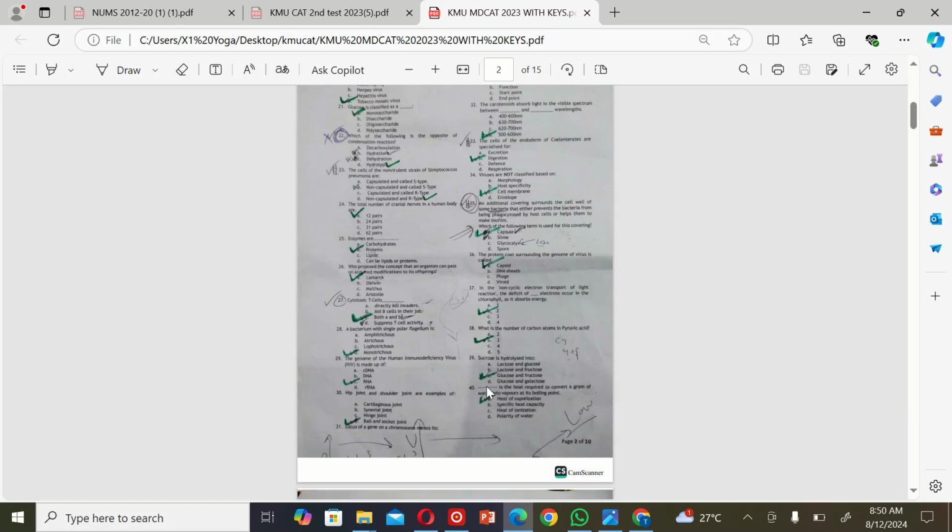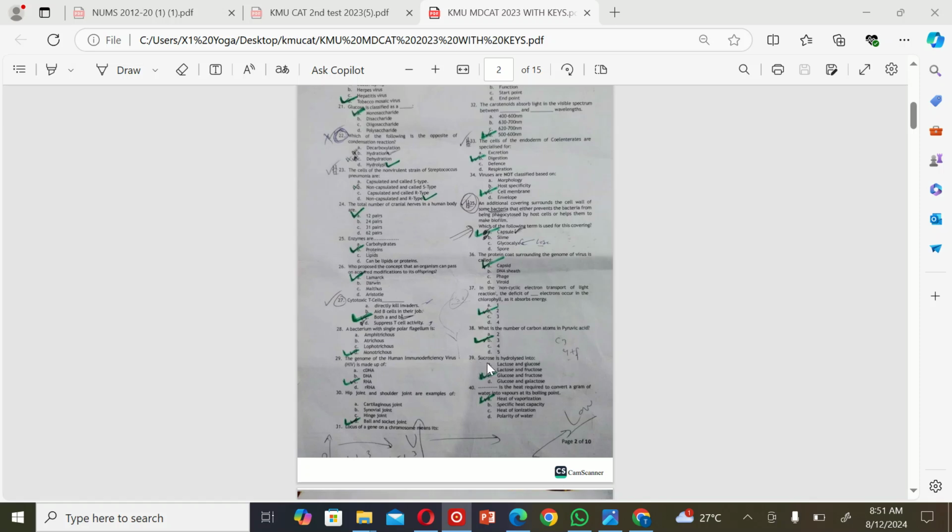The next MCQ is: in the non-cyclic electron transport of light reaction, the deflection of dash electrons occurs in the chlorophyll as it absorbs energy. A. 1, B. 2, C. 3, and D. 4. So the correct option is B, 2. The next MCQ is: what is the number of carbon atoms in pyruvic acid? A. 2, B. 3, C. 4, and D. 5. So the correct option is B, 3.